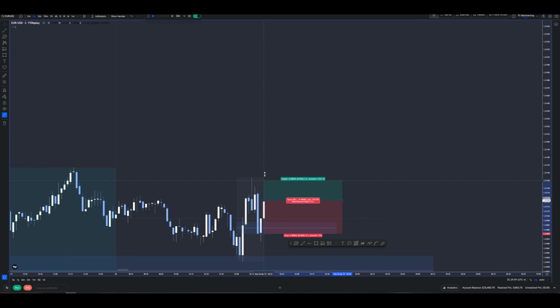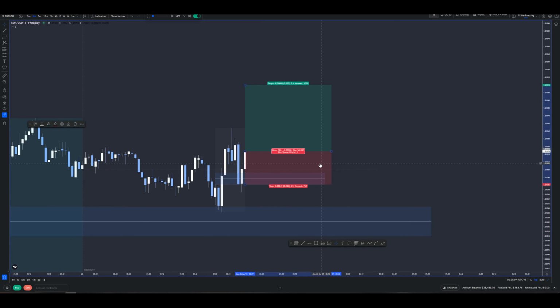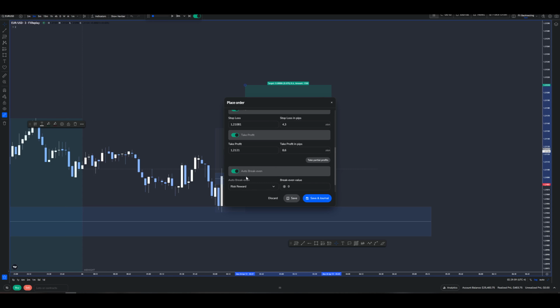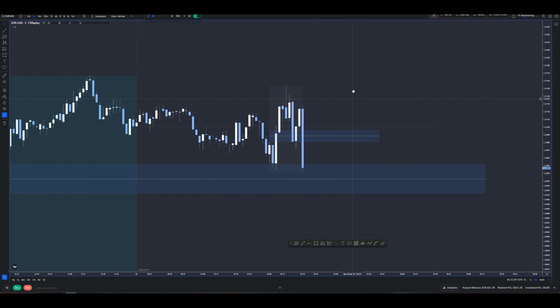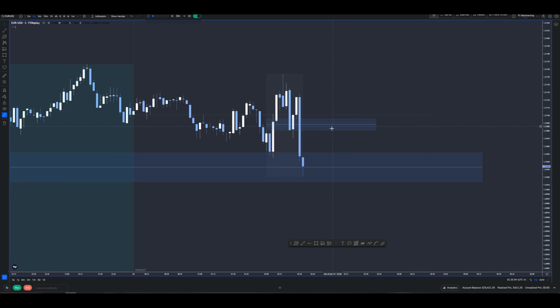4.3 pips, it's okay. 1.2, oh. Something like this, okay. Yeah, it's gonna be a loss just like I thought it would be. No issue.